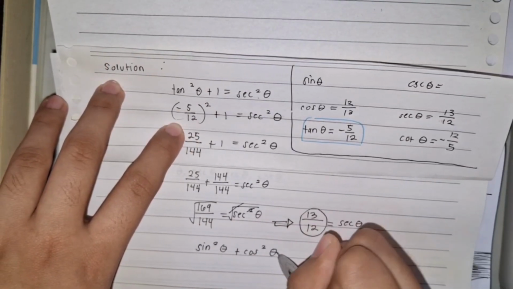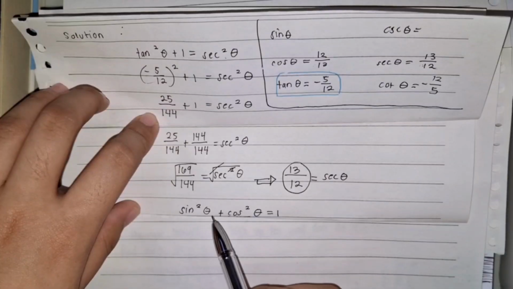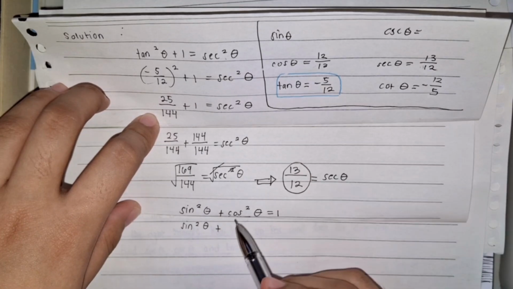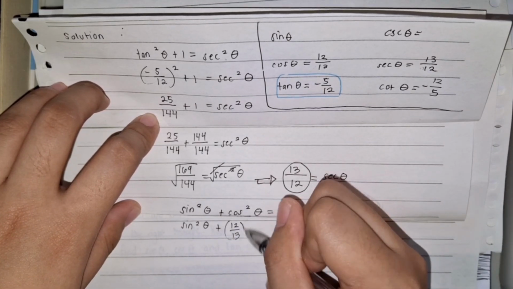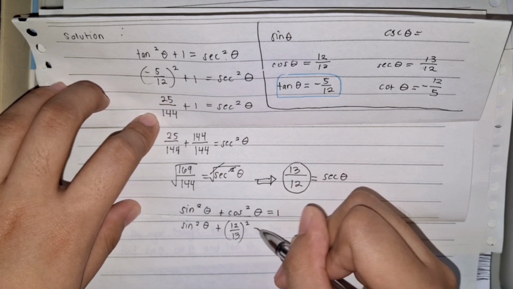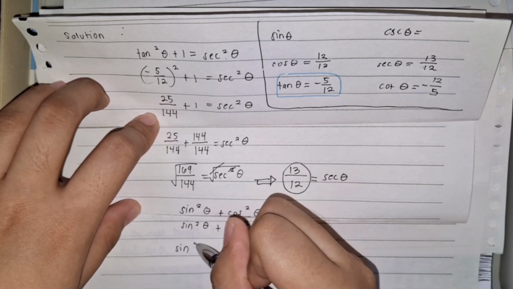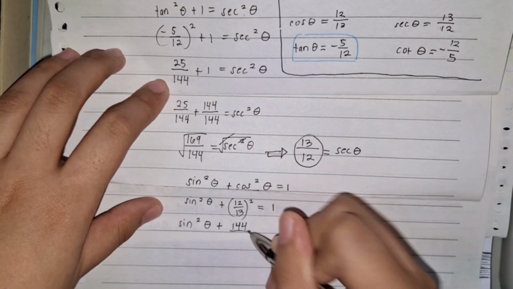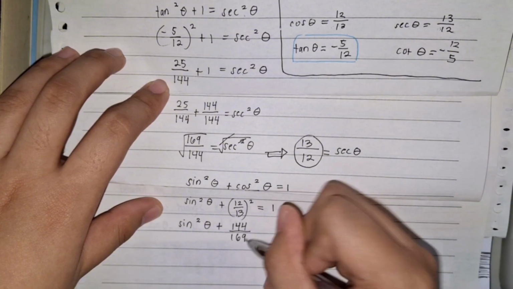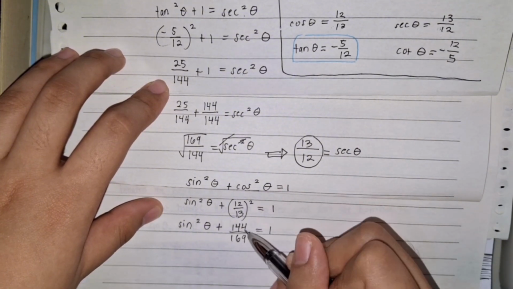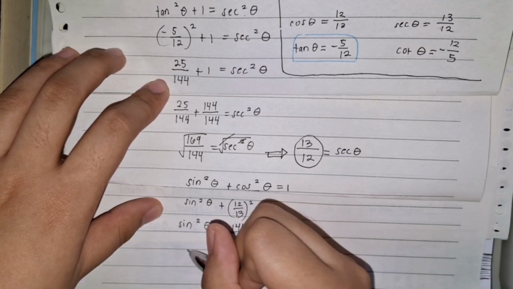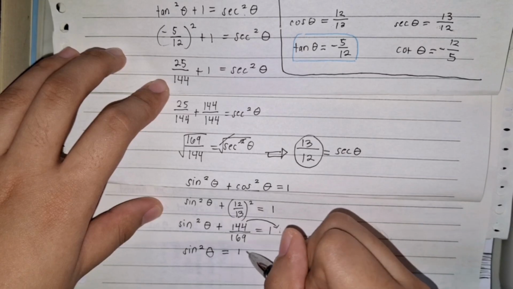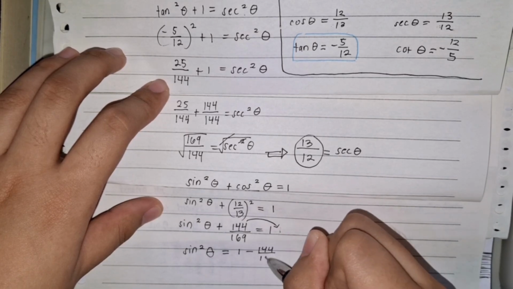Now since we have the cos theta, we can use another Pythagorean identity, sine squared theta plus cos squared theta is equal to 1. Bring this down, sine squared theta plus substitute the cos theta value here, so 12 over 13, and then enclose with parentheses and raise to the power of 2 is equal to 1. Sine squared theta plus 12 times 12 would be 144, 13 times 13 would be 169, is equal to 1. Now we can transpose it to this side. Bring again this down. Sine squared theta is equal to 1 minus 144 over 169.